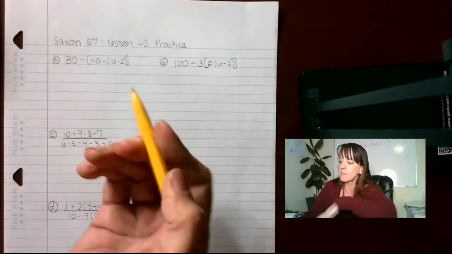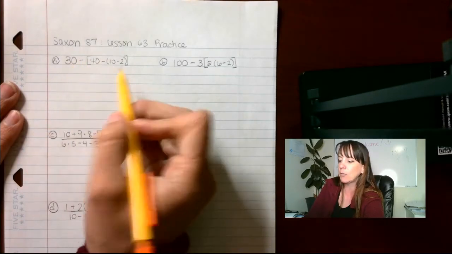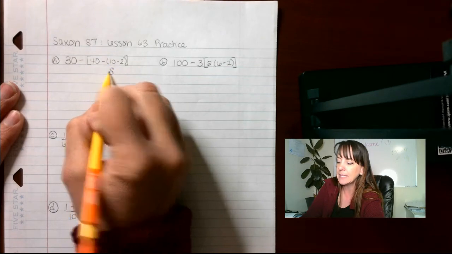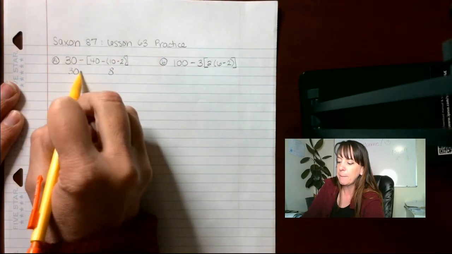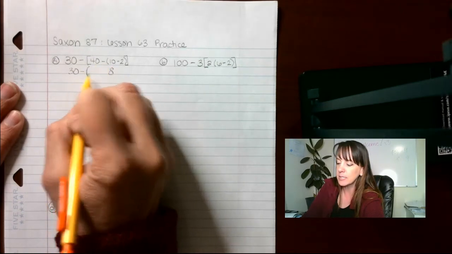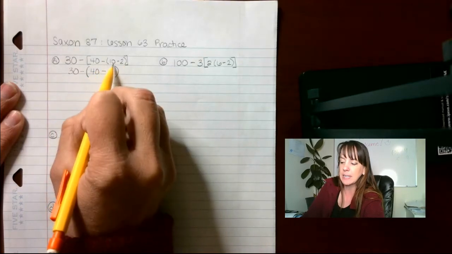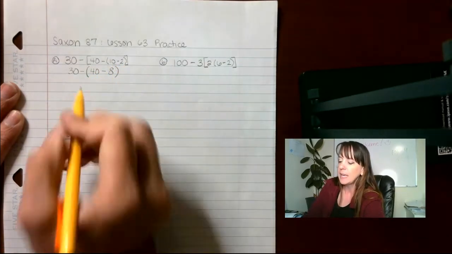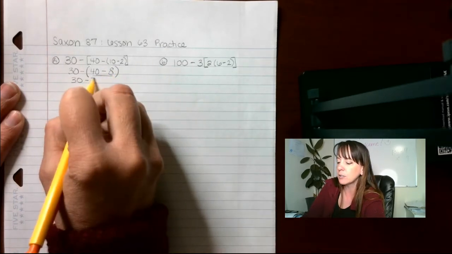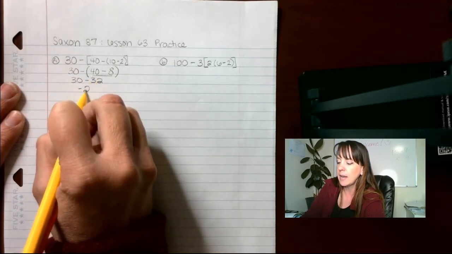Okay, so for this practice problem, we want to work our way from the inside out for these parentheses, right? So we know 10 minus 2 is going to be 8. So we get 30 minus, and since I've done the parentheses, I'm going to change this into a parenthesis now. 40 minus, and we decided that 10 minus 2 is 8. Now we're going to do 30 minus, and we're going to do our parentheses like we normally would. 40 minus 8 is 32. 30 minus 32 is negative 2.